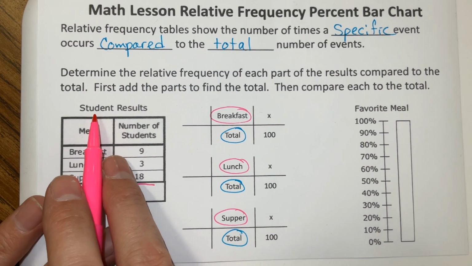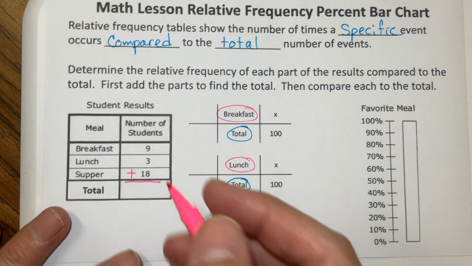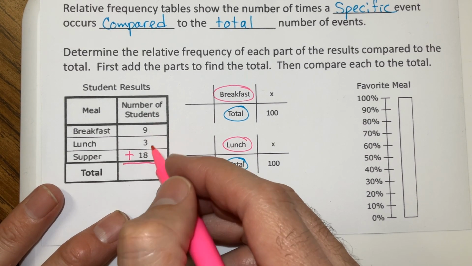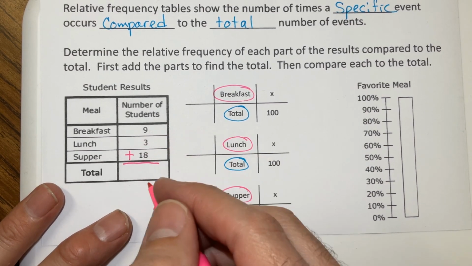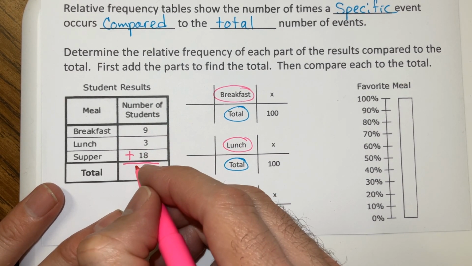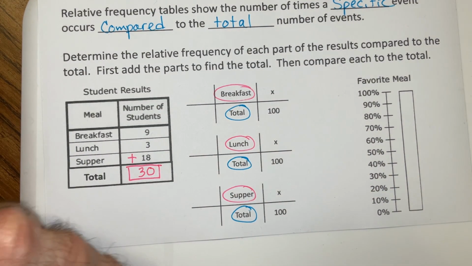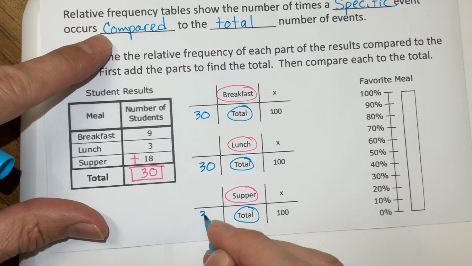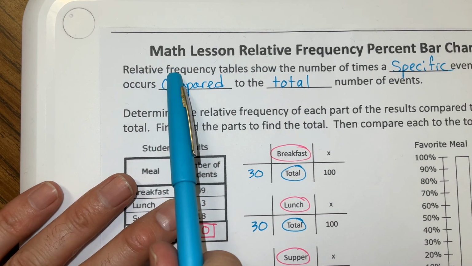So it's the student results of meals, and which one students say is their favorite. So obviously, which one is the most popular result? Supper. I mean, by the end of the day, you want to have a good dinner. So we have 8, 9, 10, 11 plus 9. That's going to be 20. So what is that, 30 total? Okay, we came up with 30 total. All right, so let's use 30 total. That's what the relative frequency is going to be compared to.